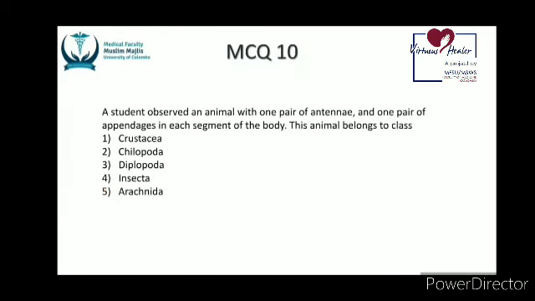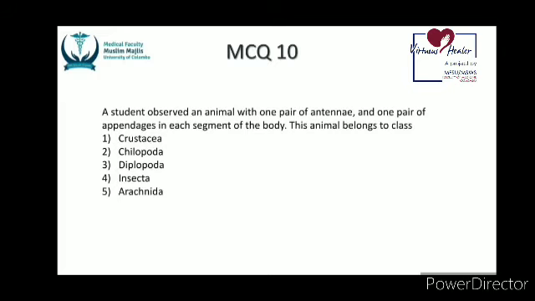Question number 10. A student observed an animal with one pair of antennae and one pair of appendages in each segment of the body. This animal belongs to class Crustacea, Chilopoda, Diplopoda, Insecta and Arachnida. Let's go through each of these classes of animals.